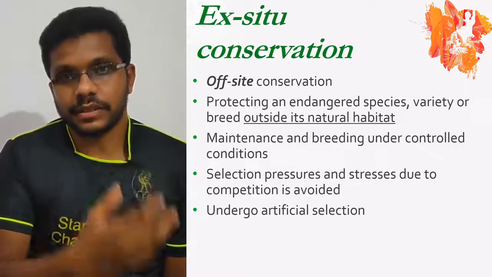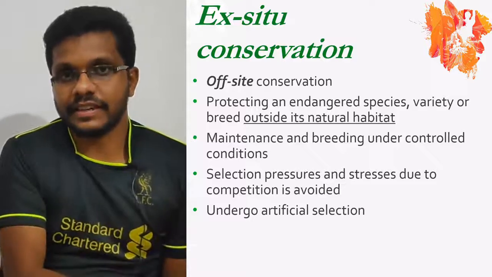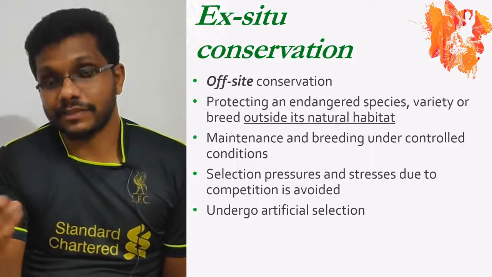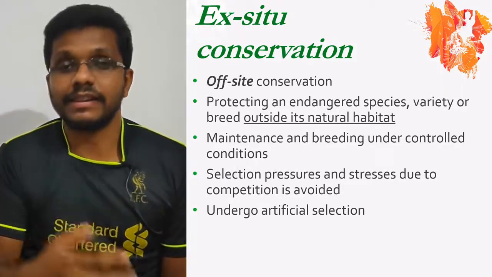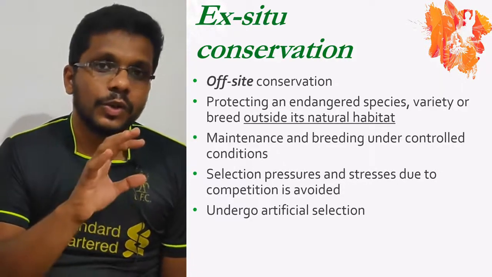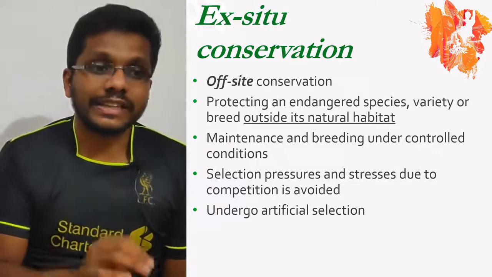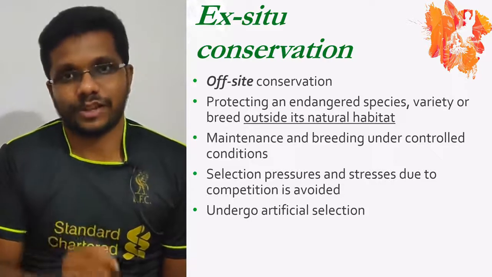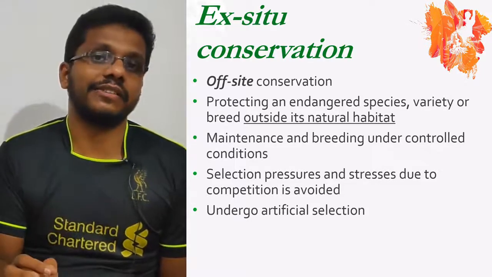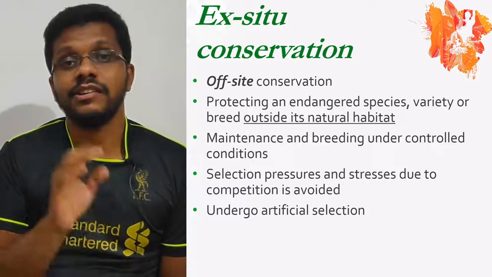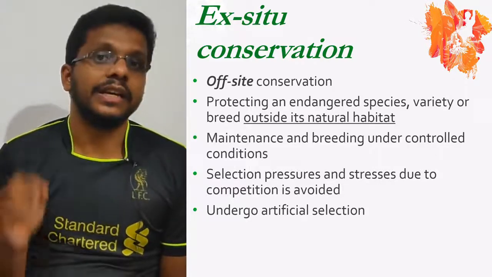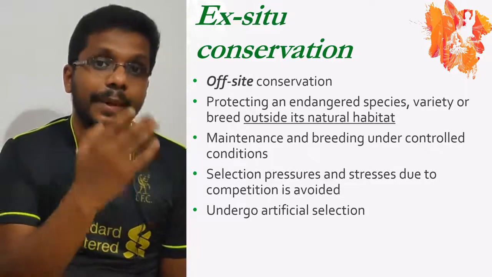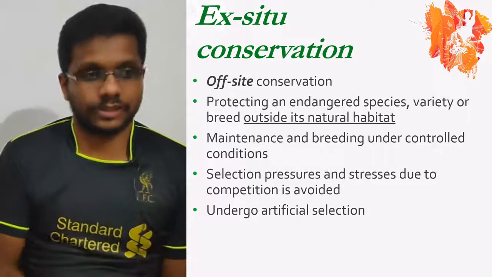The organism is removed or taken from its natural habitat and put in a new habitat, and the organism will be preserved, protected in this new habitat. So in ex-situ conservation, we protect an endangered species, variety or breed outside its natural habitat. That's the main distinguishing feature of ex-situ conservation when compared to in-situ conservation. In-situ conservation always happens in the natural habitat. Ex-situ conservation happens outside its natural habitat.